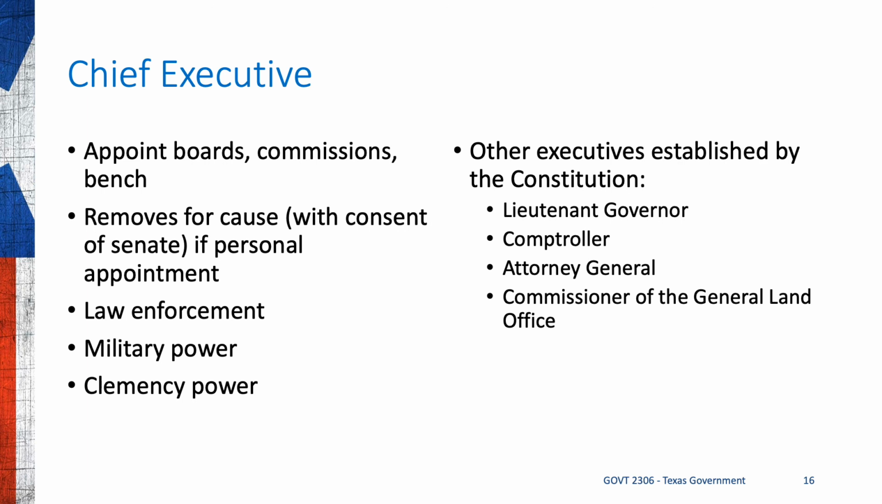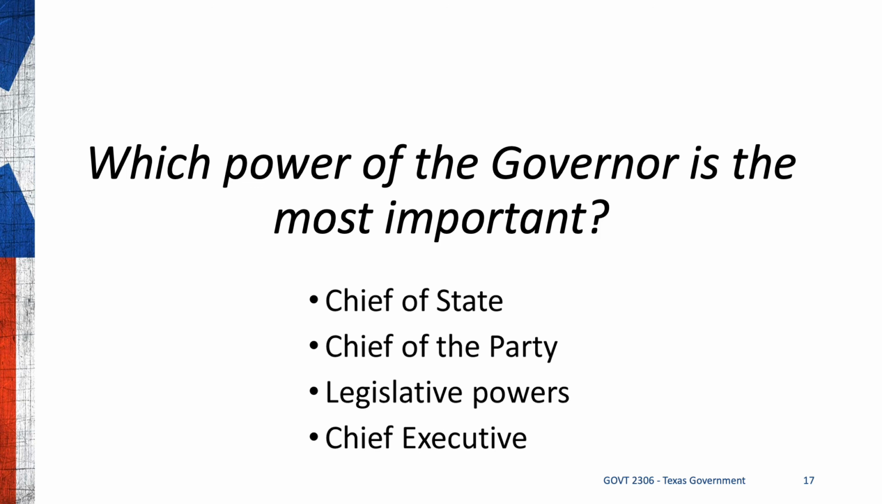There are other executives that are established by the Constitution, not just the governor, but also the lieutenant governor, the comptroller, attorney general, and the commissioner of the general land office. And those are the people we talked about earlier. So which of these powers is the most important? That is something that is up for debate. This is not something that has an answer, but when you think about somebody who is going to be elected as governor, remember that these are all the different parts of the executive power that the governor has.